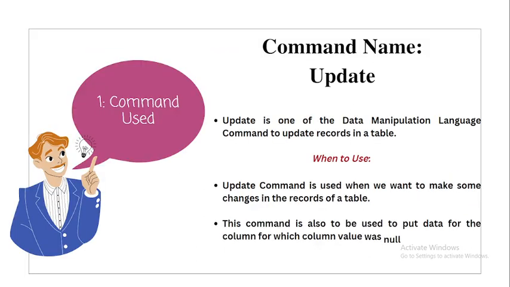First one, what command we have to use? The name of the command we have to use is the update command. Update is one of the data manipulation language commands which we use to update records in a table. We have to use this command to update the records in a table when some existing records are there and we want to make some changes in that. This command is also used to put data for a column whose value was null. Here null represents a value which is unknown.